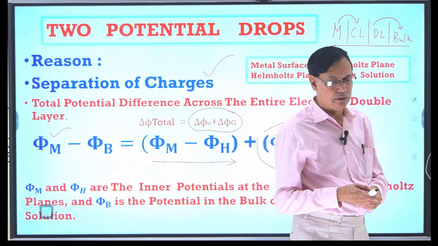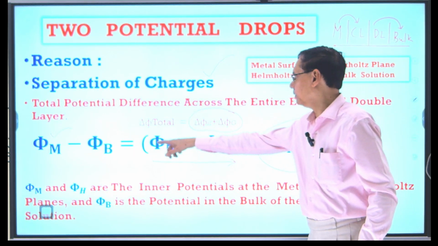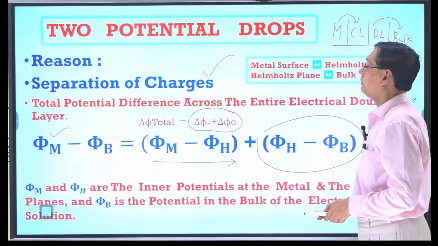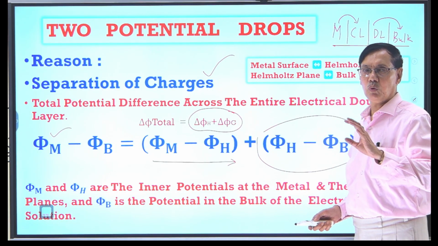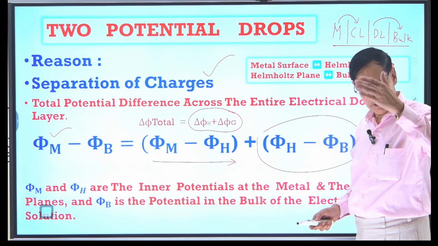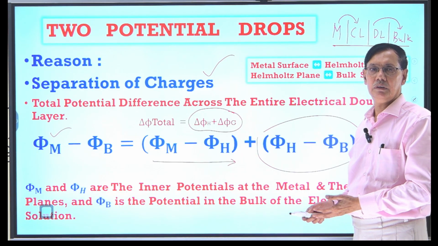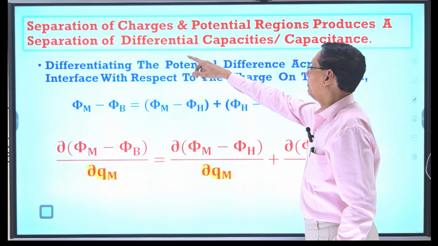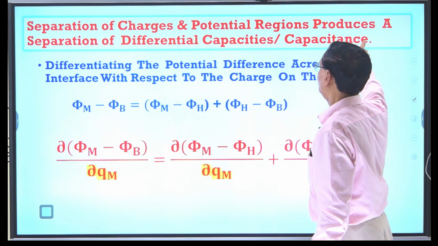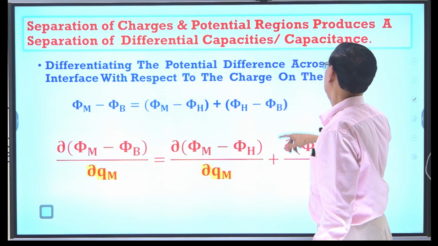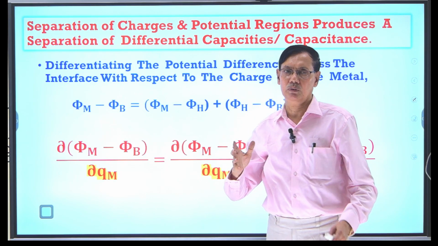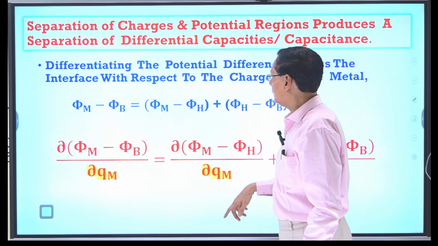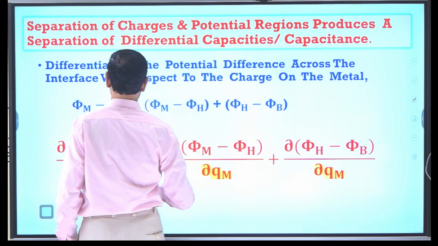Now we have to differentiate this equation. So what is our final equation? This is our final equation. Now we have to differentiate it, because ultimately you have to calculate the total charge density of the Helmholtz layer and the Gouy and Chapman layer. So what will I do? Now the separation of charges and potential regions produces a separation of differential capacitance. Due to this separation of charge, there is a change in differential capacitance. So how do I calculate that differential capacitance? So this is our equation.